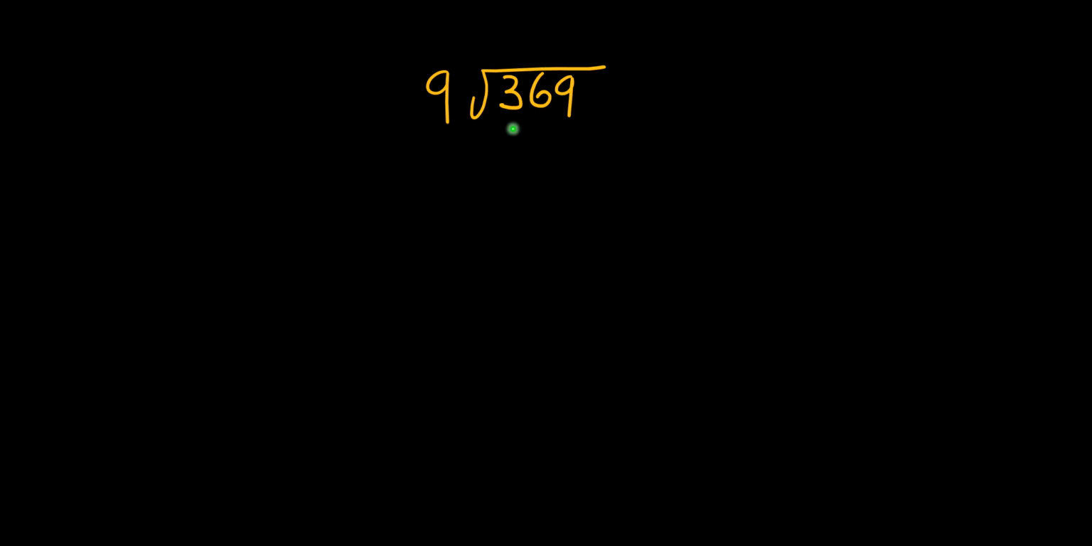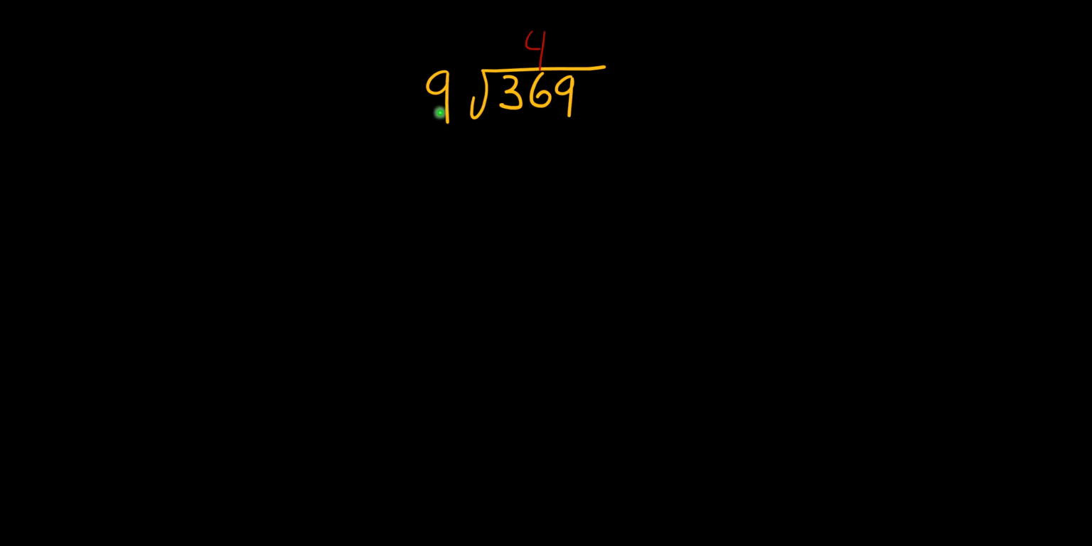In this example, we have 369 divided by 9. Pause, take a break, see if you can figure this one out. Alrighty, in case you guessed it, the first thing we want to do is ask ourselves, how many times can 9 go into 3? And because 3 is smaller than 9, it can't go in any times. So now we have to ask ourselves, how many times can 9 go into 36? And if you recall from your 9's times tables, 9 times 4 is going to be 36.